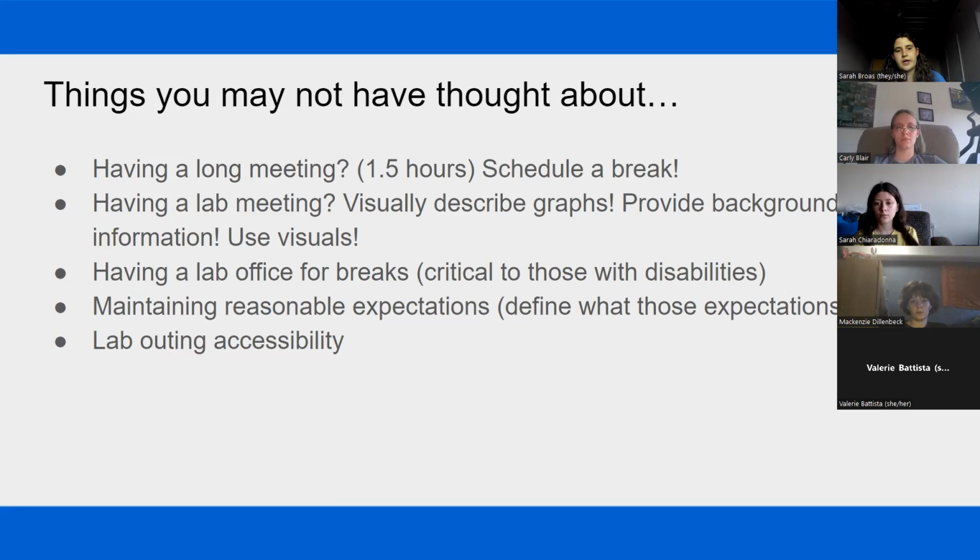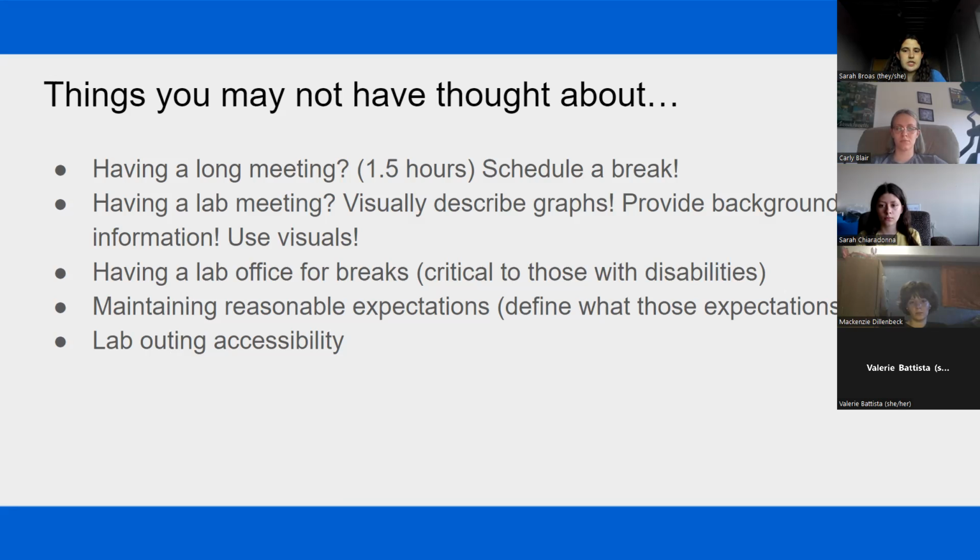Having a lab office for breaks. Of course, everyone should have a lab office, which is somewhere besides the laboratory that is not a sterile environment and doesn't have chemicals all over it. But it's particularly important for those with disabilities because they might need to decompress and sit down. And I know that as an autistic person, it can be difficult for me to be overstimulated in a really stimulating lab environment, and to have somewhere to go take a break, kind of settle down in a lab office can be really crucial for me.